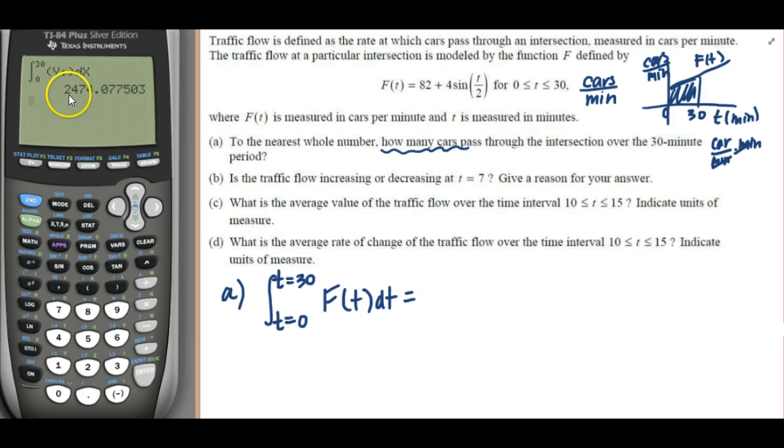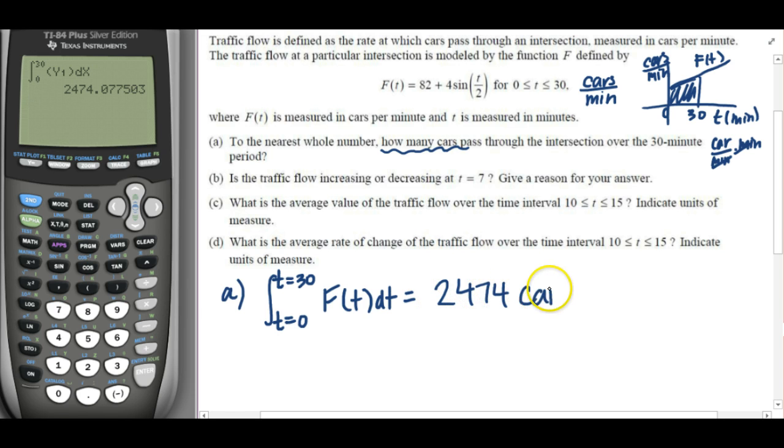So the numerical answer is 2,474, and it says to the nearest whole number. So if this was not here, we would definitely go to the thousandths place, but because it says to the nearest whole number, our answer is 2,474 cars. So we wouldn't want to think of a fraction of a car. So let's go ahead and fill in our answer. 2,474 cars is our numerical answer.